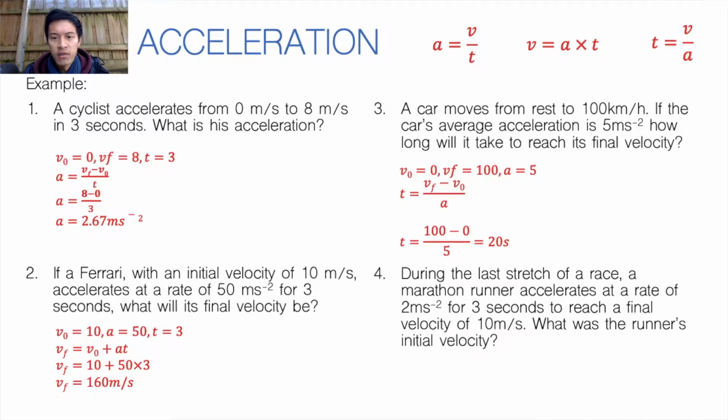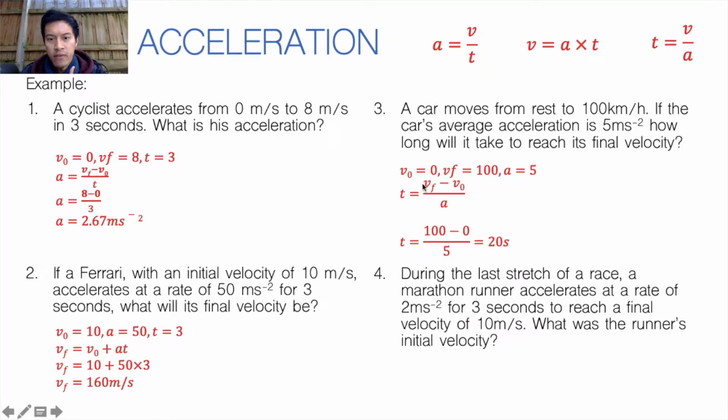So I'm going to find out what my information is. I am given V0, which is 0. It's resting. VF, which is 100, and then A, which is equal to 5 meters per second squared. Now, how long, which is T, would it take to reach its final velocity? So I'm going to punch my formula in, and use the T formula to calculate this.